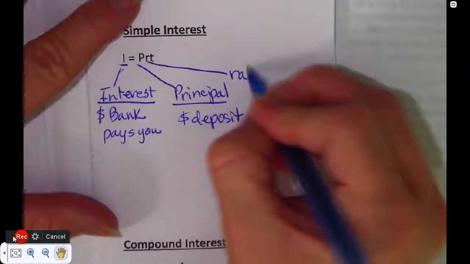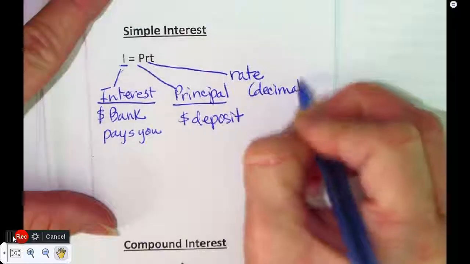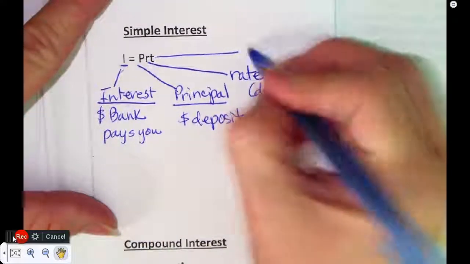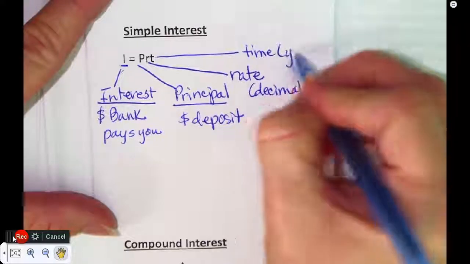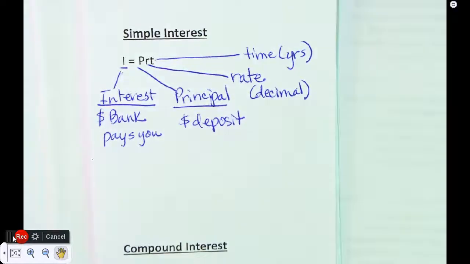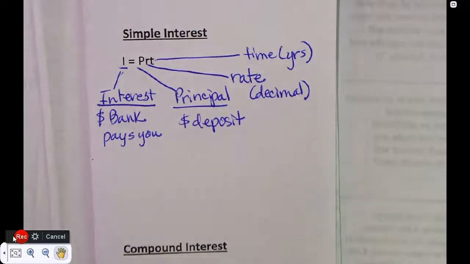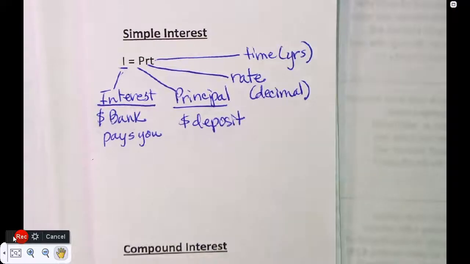R is the rate, the interest rate. And you have to write that in decimal form. And then T is the time in years. You have to do it in years. What if you took out the loan for 6 months? What would the years be? Half a year, huh? 0.5?